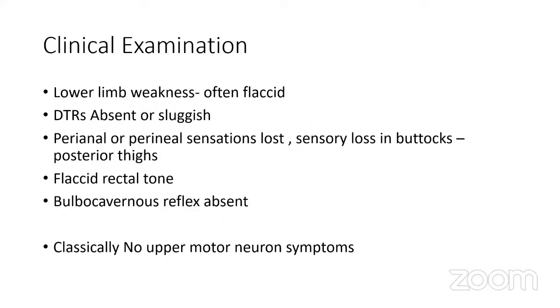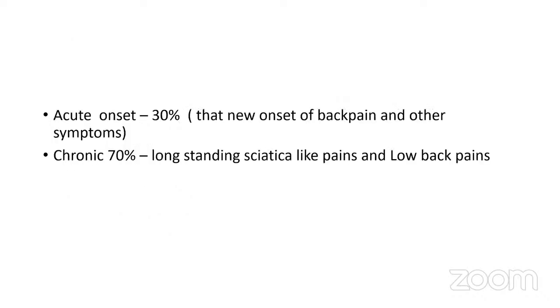On clinical examination, like we said, it is a purely lower motor neuron syndrome, hence flaccid lower limbs with absent or sluggish DTRs. The perianal or sometimes the perineal sensations are lost completely, and the sensory loss can even be in the buttocks and the posterior thighs, depending on how diffuse the involvement is. The rectal tone is lost, and the bulbocavernous reflex is also lost. 30% cases are known to be acute in the sense that they don't have any prior history of significant back pain, whereas 70% are considered chronic because they've been having back pain since long and gradually progressive symptoms.